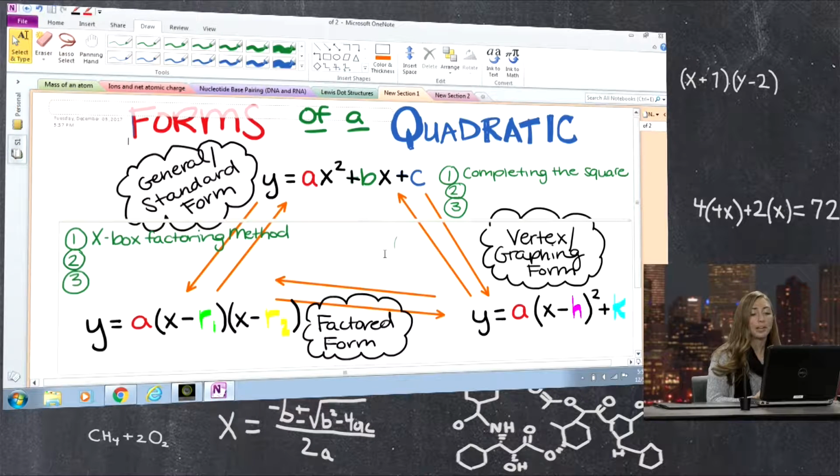Part of the reason why it is important to know how to convert back and forth is just because different forms tell us different pieces of information. For example, vertex or graphing form tells us what the vertex is of our parabola or graph that this quadratic makes. So that's what we're going to get into today, is converting a quadratic from standard or general form to vertex and graphing form.